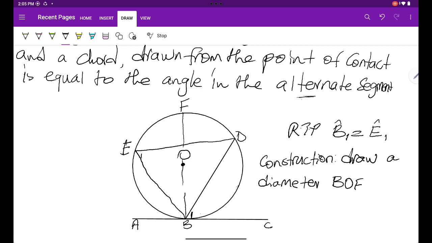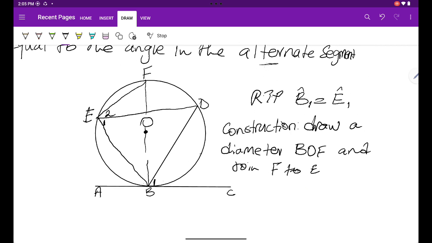And join F either to D or to E. So we are going to explore both options. But let's start with the easier option first. So let's join F to E first. So we draw a diameter BOF and join F to E. Right, now we have our E1 and we have our E2. Right, so we can start proving.